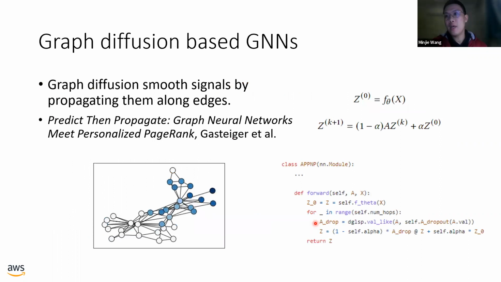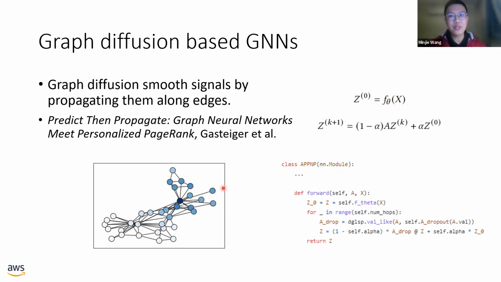The first one is graph diffusion-based GNNs. So what is graph diffusion? It is actually a process of smoothing node signals by propagating them along edges. For example, if you look at this animation, you can see how the node signals from one node propagate through the network and smooth it out. So this is a very useful mechanism to be used when we design a graph neural network.